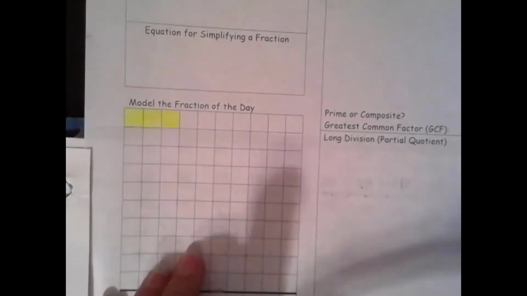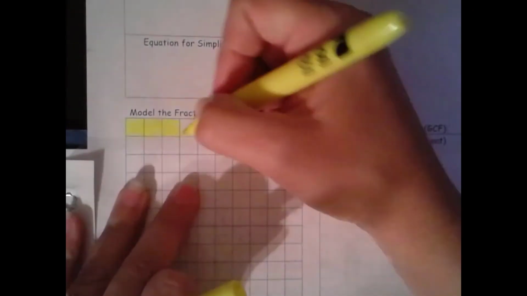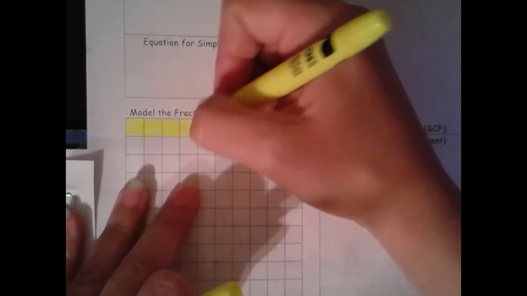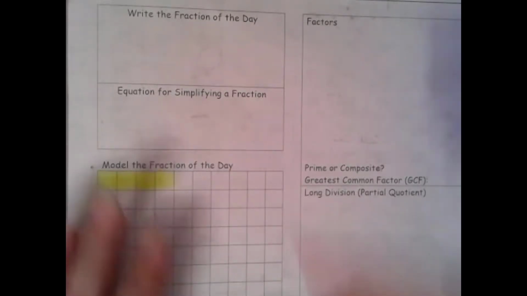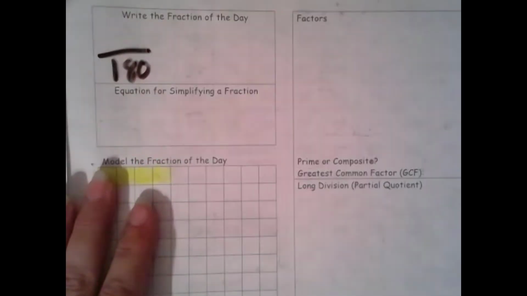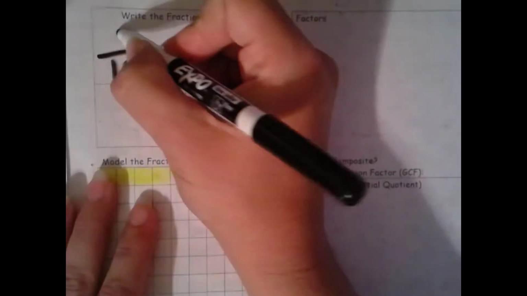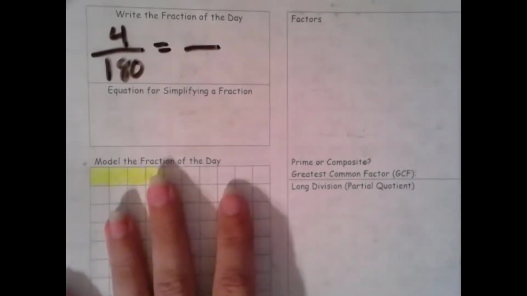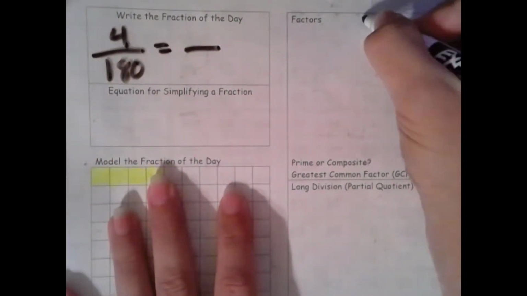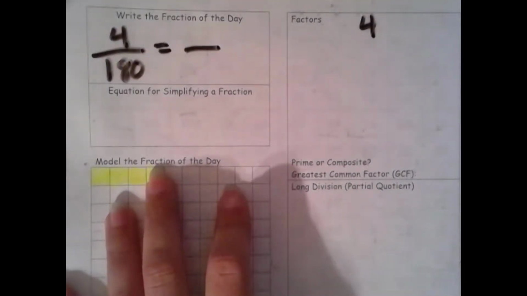Let's go ahead and shade in our next day. We're going to put that back in. And then our beginning fraction. Well, our denominator is always the total amount of school days. We have 180 school days, and we are on day 4. That's our numerator. Okay, and now we're going to find all our factors for the number 4.